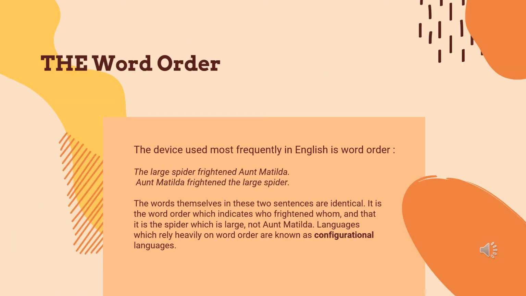The word order. The device used most frequently in English is word order. The large spider frightened our Matilda. Our Matilda frightened the large spider. The words themselves in these two sentences are identical. It is the word order which indicates who frightened whom and that it is the spider which is large, not our Matilda. Languages which rely heavily on word order are known as configurational languages.